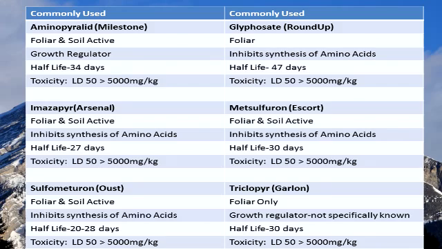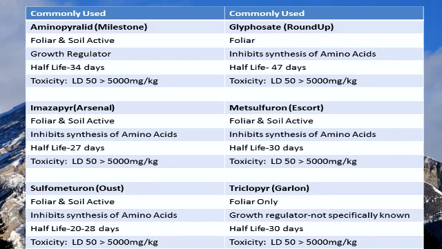Just to touch on some of the herbicides that we use that you may recognize the name of: Roundup. It's the biggest globally utilized herbicide in the world. We use that in forestry. We use Milestone, Arsenal, Escort, Garlon, Oust. That's just a handful of them.